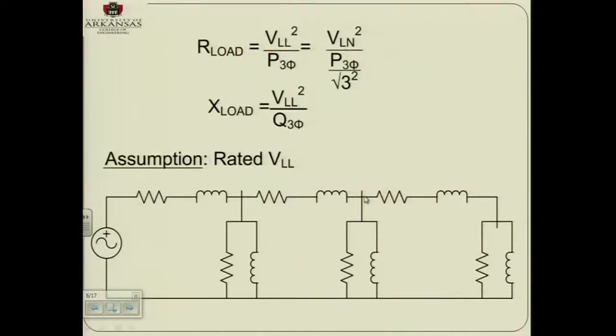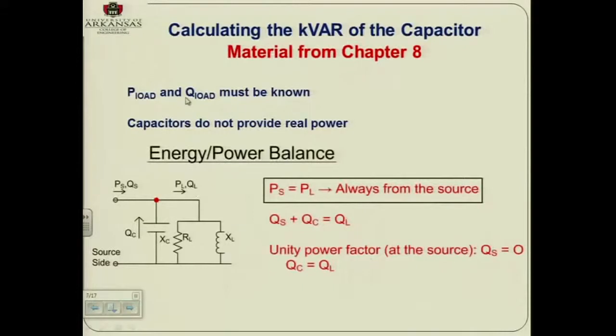So what you have to do is, at those nodes where you want to connect a capacitor, you know what P load is, the three-phase power, and you know what Q load is. So I know P load and Q load. Capacitors do not provide real power. So basically PS equals PL. Here, if this is just one node, all the real power comes from the source. And if you want to compensate the power factor of this load, this is kind of Kirchhoff's current law.